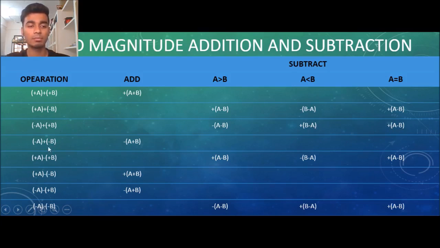In the fourth case, both A and B are negative, so the answer will be minus of A plus B. So these 4 were the cases of addition. Now we'll look at the remaining 4 cases of subtraction.